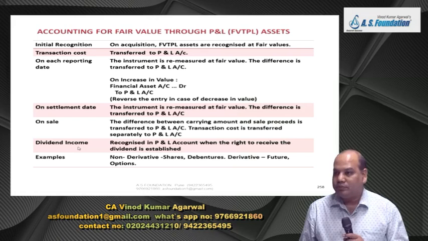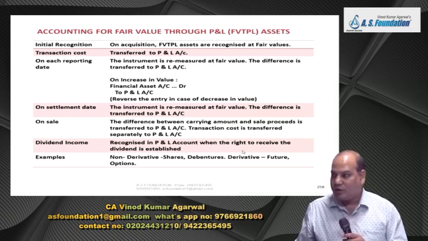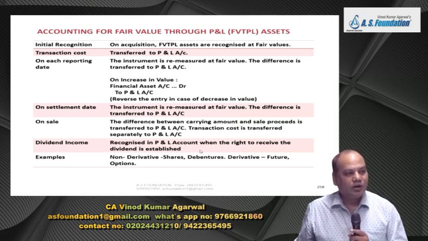Any dividend income will be recognized as income when the right to receive the dividend is established. Right to receive the dividend is established when the dividend is properly declared by the respective authorities. In case of final dividend, the authority is the AGM. In case of interim dividend, the authority is the board. So once the dividend is properly declared by the necessary authority, then you will recognize the dividend in the income statement.